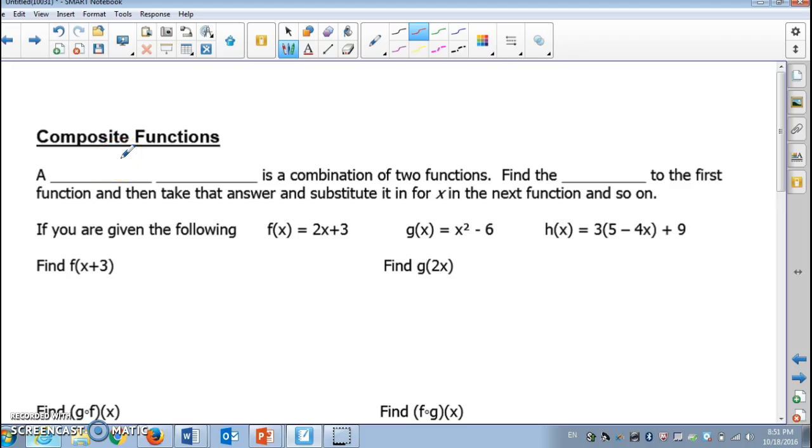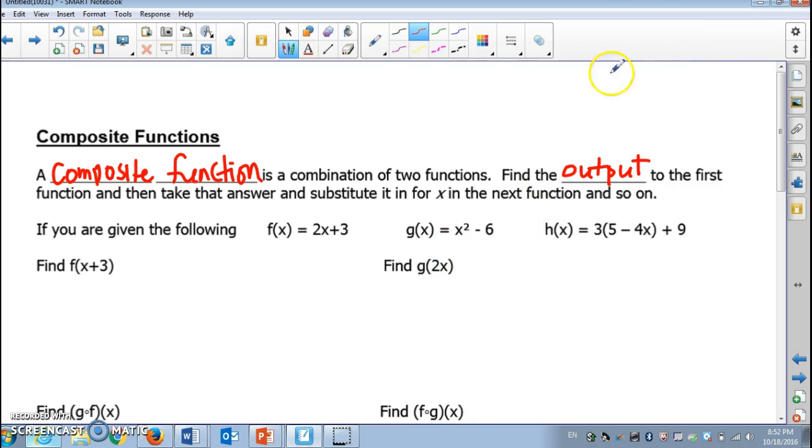Hi guys, today we're going to talk about composite functions. A composite function is a combination of two functions. So what we do is we find the output to the first function and then take that answer and substitute it in for x in the next function and so on. Okay, so for example, we're given the following functions.